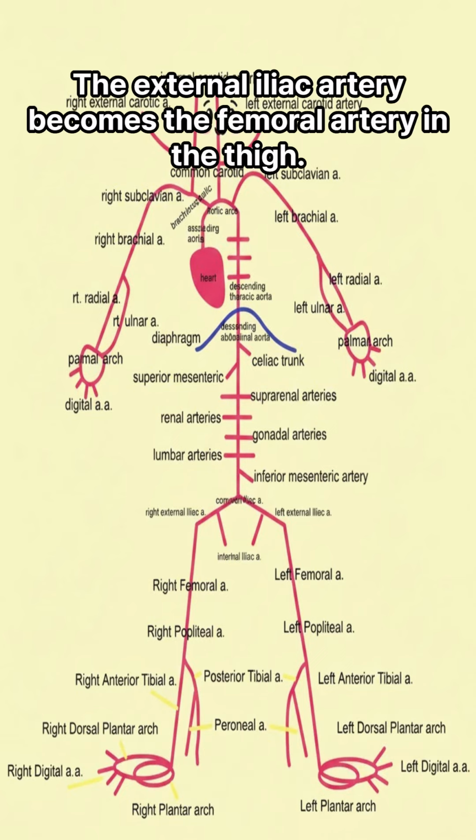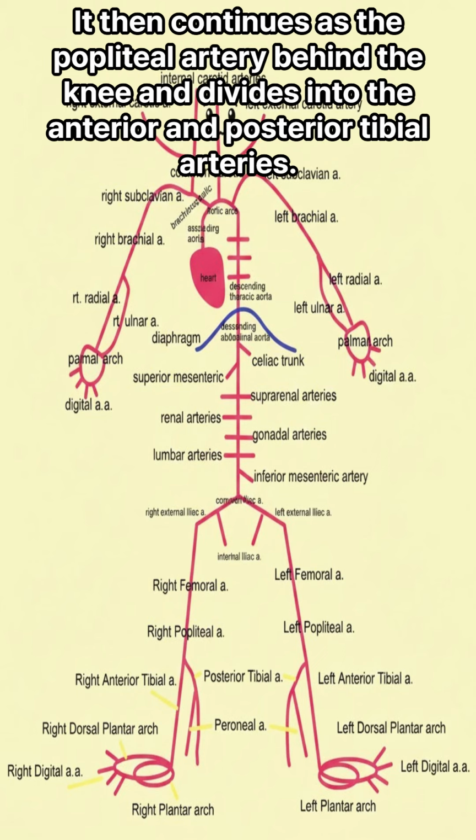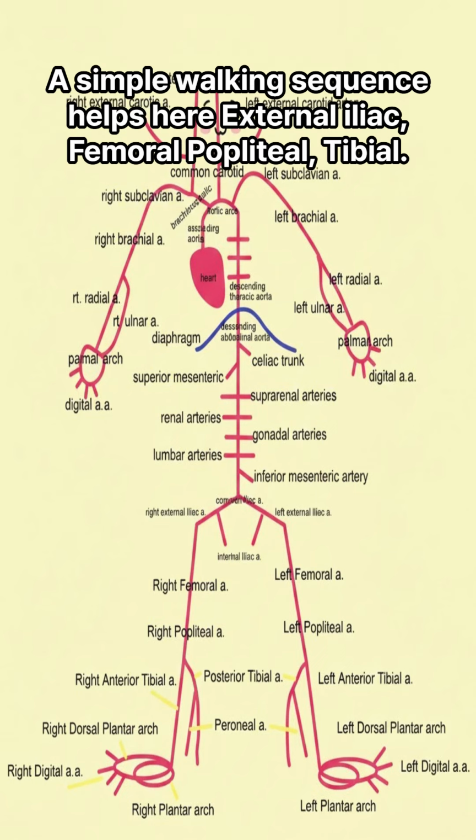The external iliac artery becomes the femoral artery in the thigh. It then continues as the popliteal artery behind the knee and divides into the anterior and posterior tibial arteries. A simple walking sequence helps here: external iliac, femoral, popliteal, tibial.